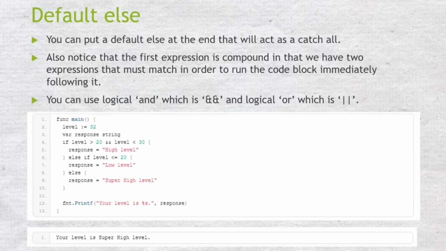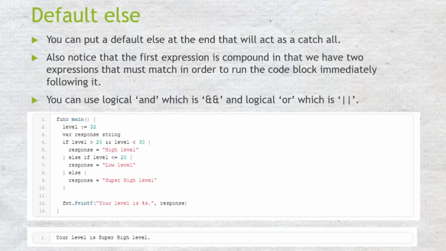There's also a default else. You can put a default else at the end that will act as a catch-all. Also notice that the first expression is compound in that we have two expressions that must match in order to run the code block immediately following it. You can use logical AND, which is ampersand ampersand, or logical OR, which is two pipe characters. So here we see our main function again. We have our level set to 32 now. Our response is still a variable, which is a string.